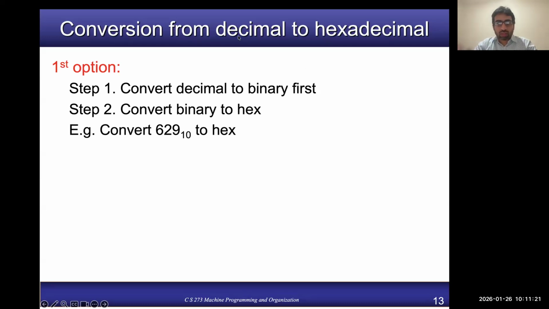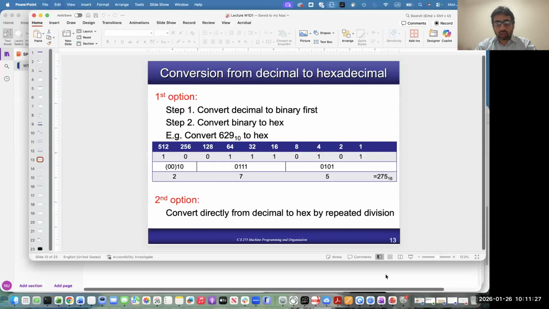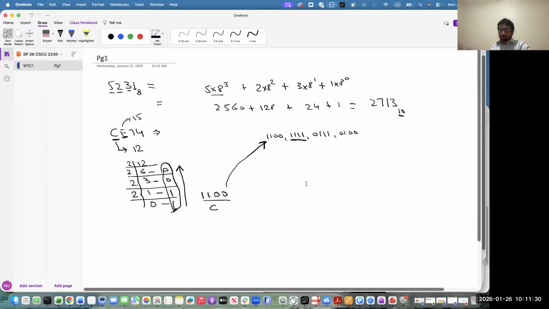Okay, let me do it on the screen, right? For those of you who are getting an incorrect binary form. So what was the number? The number was 629, right? I'm writing it here. 629, so I divide by 2, and you get a remainder of 1.